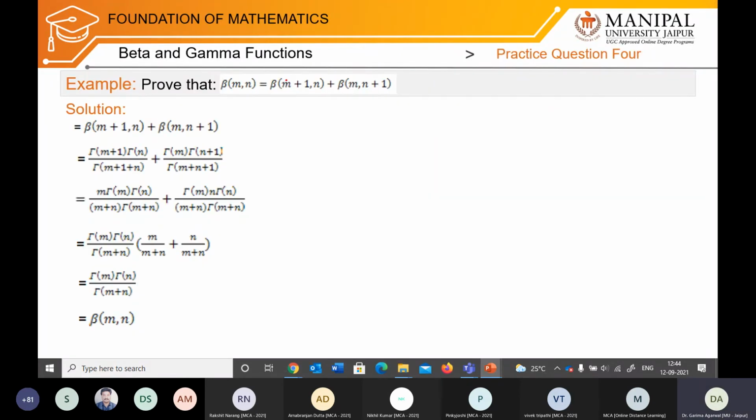Here we need to prove this conclusion: beta m n is beta m plus 1 n plus beta m n plus 1. Beta m plus 1 n is, as we know, beta m n can be written as gamma m gamma n upon gamma m plus n. So it will be gamma m plus 1 gamma n, and the addition of these two terms in the denominator along with gamma sign, right?